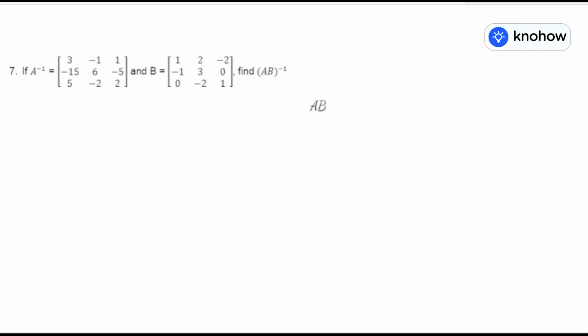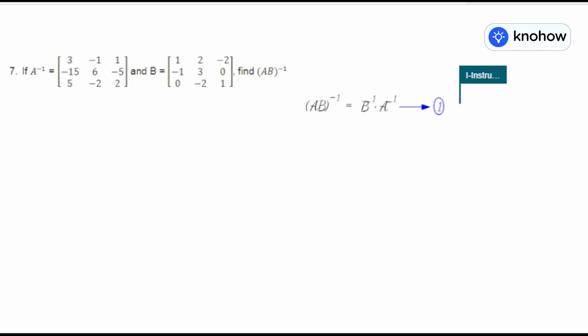We are given a matrix A inverse, another matrix B, and we have to find out (AB) inverse. So we'll make use of this result that the inverse of the product of two matrices is the product of their inverses but in the reverse order, that is equal to B inverse into A inverse. Now what you notice here is that A inverse is already given, so we have to find out B inverse.